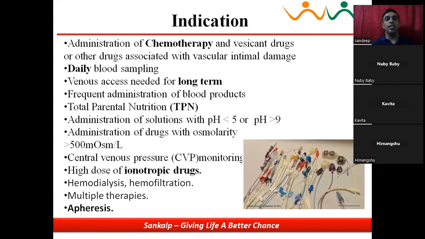Indication for central line: to whom do we need to put the central line, in whom will a central line be required? Administration of chemotherapy or vesicant drugs. If we are going to use such types of drugs, we may need a central line. And also if we are going to do daily blood sampling, such patients need CVL insertion.